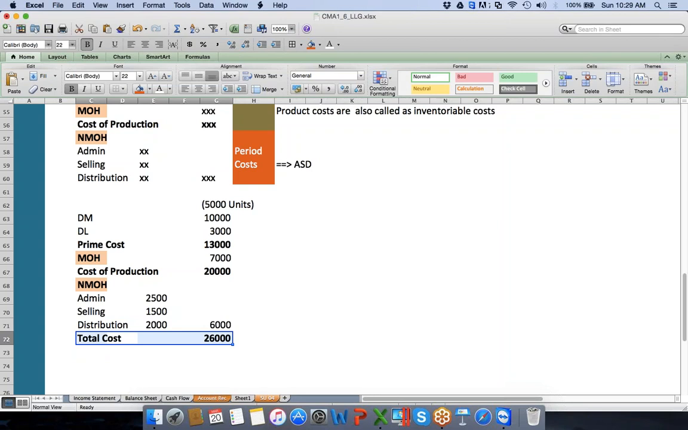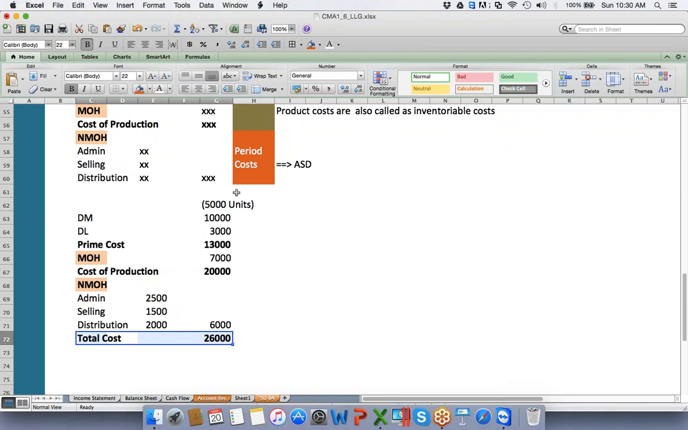Now the question comes: out of 5,000 units, how many units are sold as of 31st December? How many units are there in the closing stock? The units which are sold, their cost will go to the income statement as cost of goods sold. Whereas the value of goods unsold should go to the balance sheet under current assets. It is to be shown as inventory.